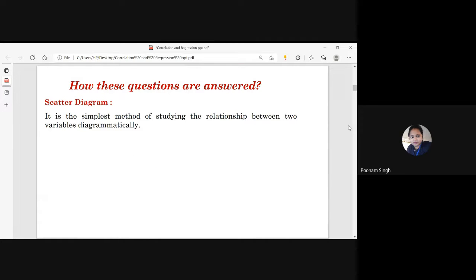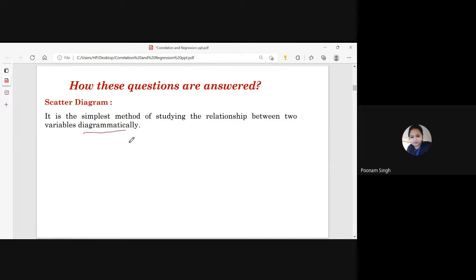Scatter diagram. Scatter diagram is one of the simplest methods to study the relationship between two variables diagrammatically. By drawing a scatter diagram, you can study the relationship between two variables. This is one of the most simple methods, which gives you a rough idea of the relationship between two variables.